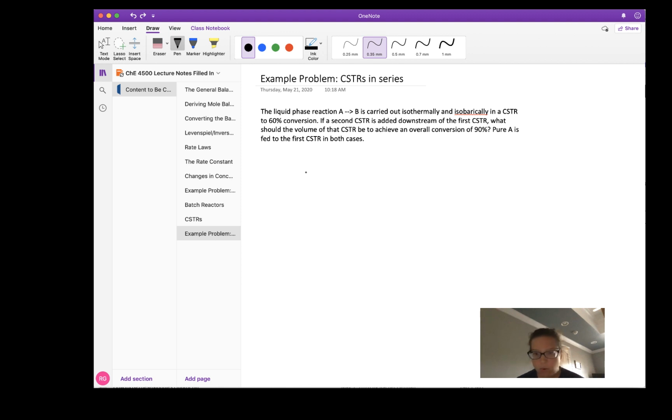So let's start by drawing out this problem. So we have a CSTR, pure A being fed, reaction inside, A goes to B, and we know that in this first CSTR, the conversion is 0.6. Coming out of this CSTR, we have A and B. Call this FA1, FB1.